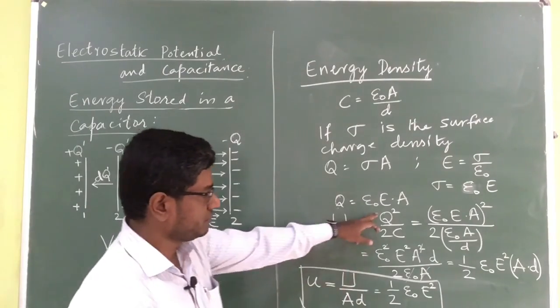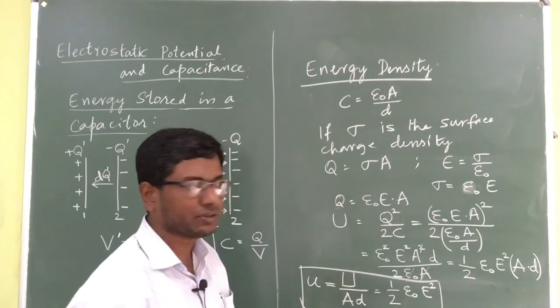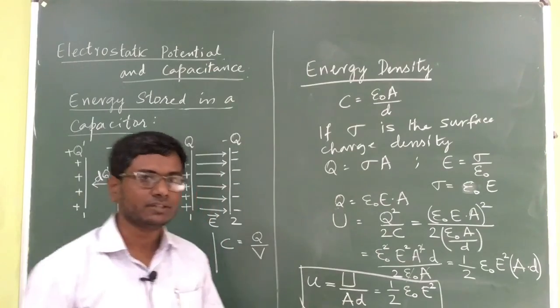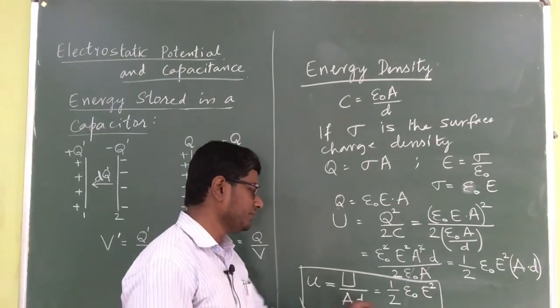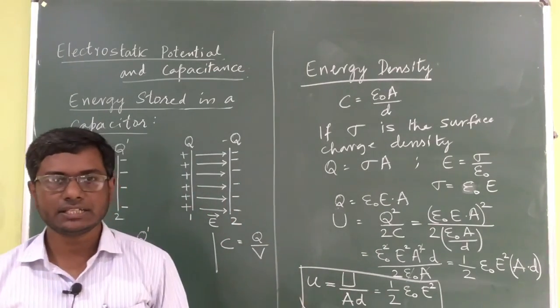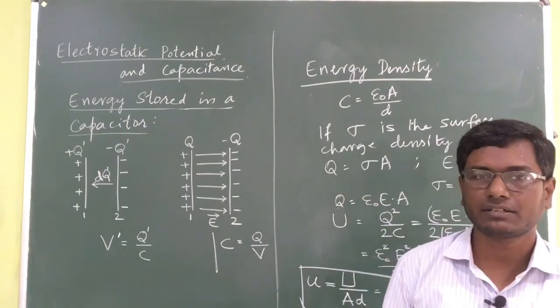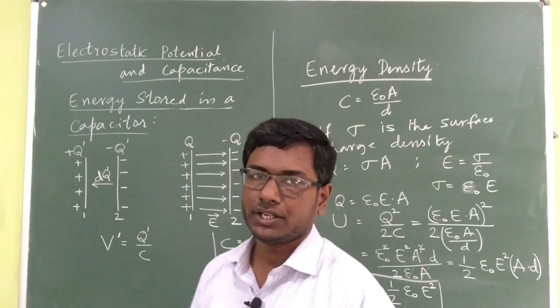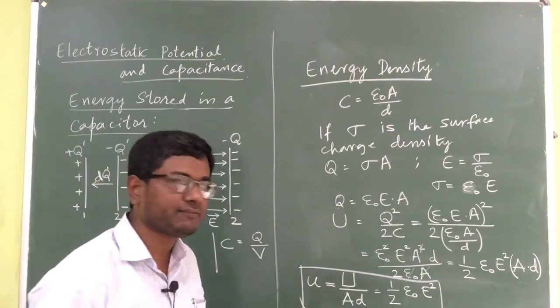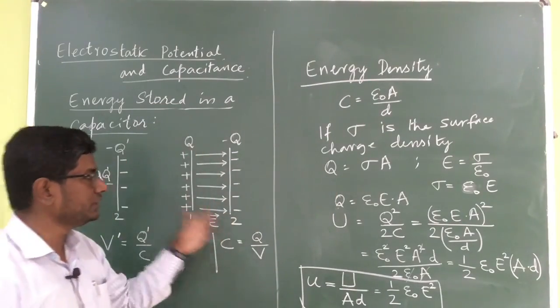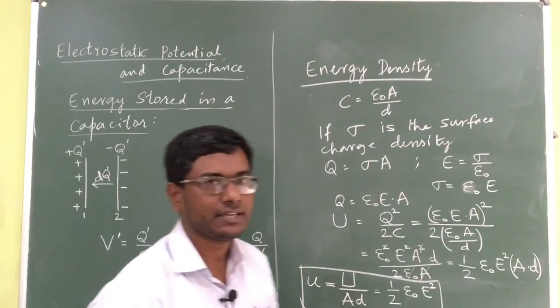Q square by 2C was the energy equation which we derived a few minutes ago. An extension of that one gives us the energy density, or the energy per unit volume of a capacitor, or energy per unit volume of electric field enclosed between the two plates of a capacitor.